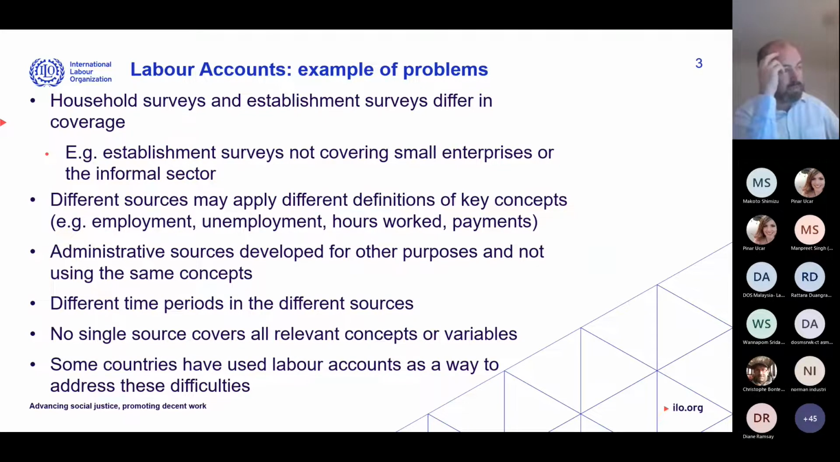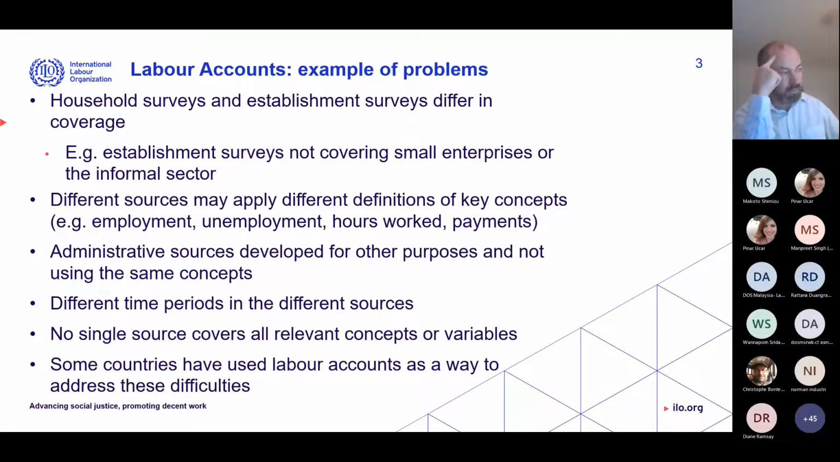Different sources may apply different definitions of key concepts. So you may have an establishment survey which uses a definition of employment which is different than a labor force survey. Or you may have an administrative source which applies a definition of unemployment which is different from a labor force survey or a household survey. This can also be true of things like hours worked, payments, and so on.